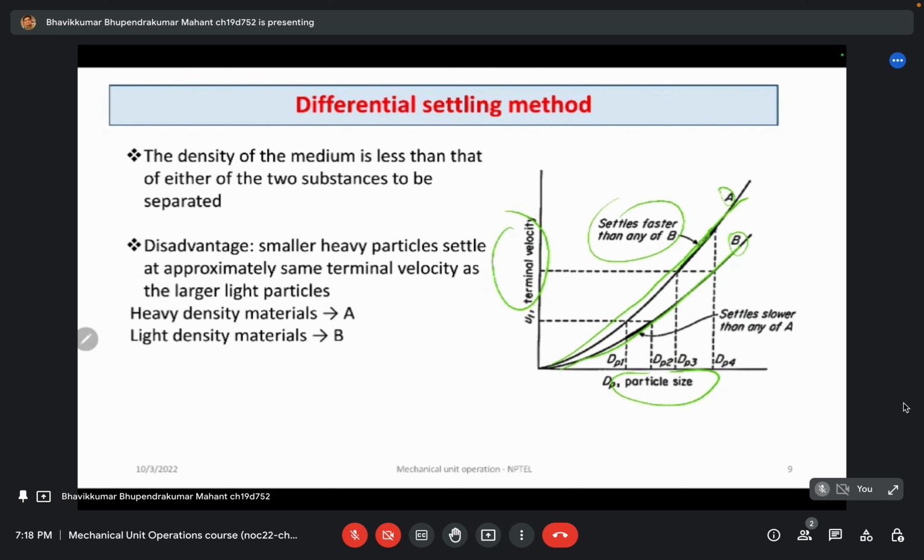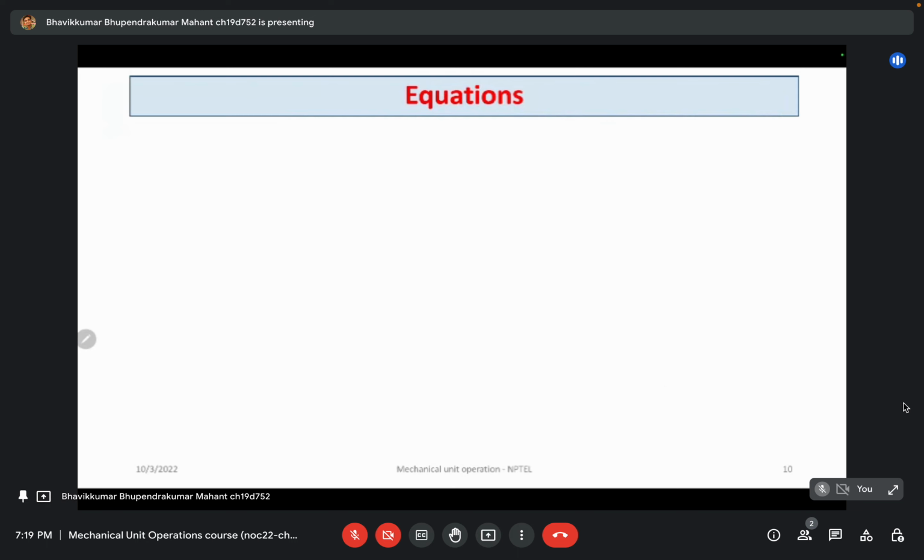So it requires less time than it will require for B. The particle size depends on this terminal velocity. And you can see for the smaller particle size of the light density material, it requires much slower settling. Its velocity is too slow, so it requires more time to settle down in the other material due to the gravitational force which acts in the separation.